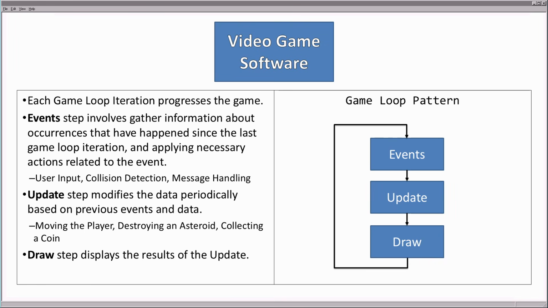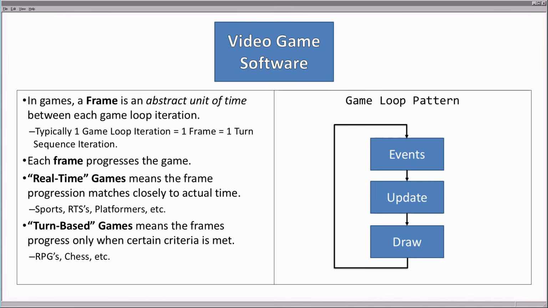The update step modifies the data periodically based on the previous event's data. Moving the player, destroying an asteroid, and collecting a coin are common tasks performed during the update step. Finally, the draw step displays the results of the update.